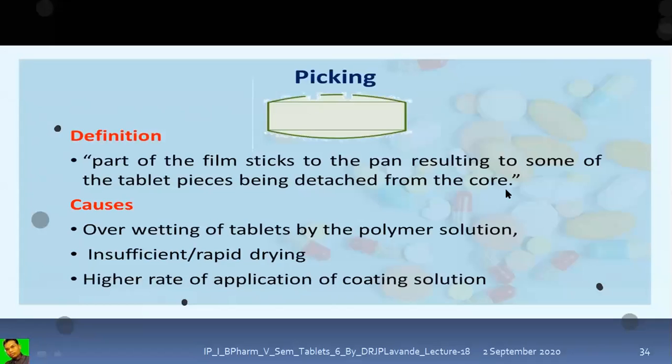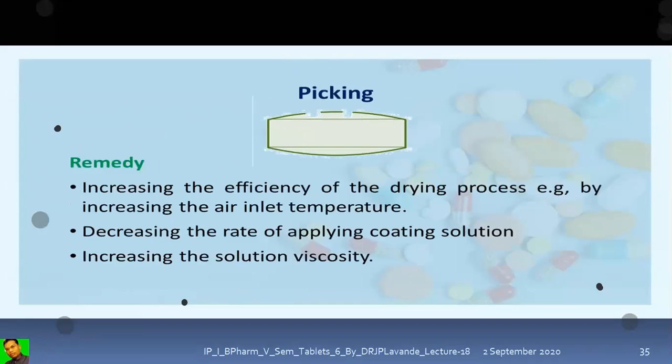The causes are what? The causes are overwetting of the tablet by the polymer solution, insufficiently rapid drying, and a higher rate of application of the coating solution. What is the remedy? The remedy for picking is increasing the efficiency of the drying process, for example, by increasing the air inlet temperature, decreasing the rate of applying the coating solution, and increasing the solution viscosity.